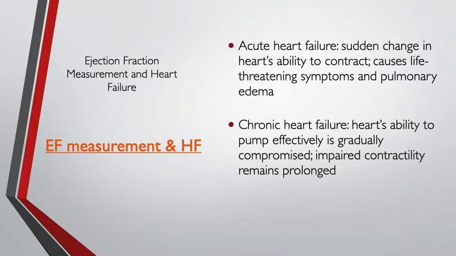So we have acute heart failure and chronic heart failure. Acute heart failure is sudden. It's a sudden change in the heart's ability to contract, and this causes life-threatening symptoms and pulmonary edema. While chronic heart failure is gradual, meaning that the heart's ability to pump effectively is gradually compromised. So this impaired contractility can remain prolonged, meaning that the client can have chronic heart failure.